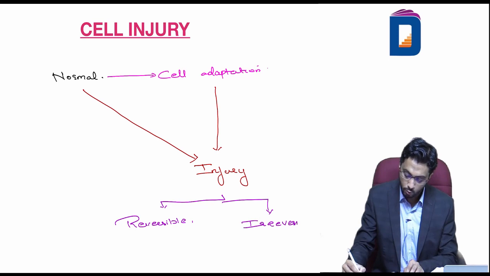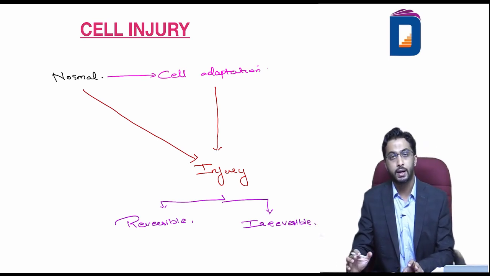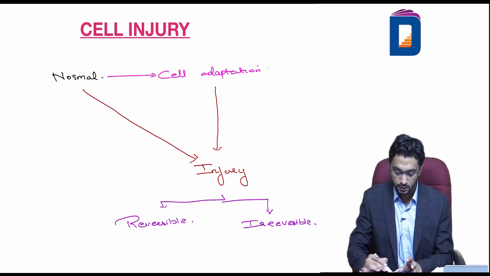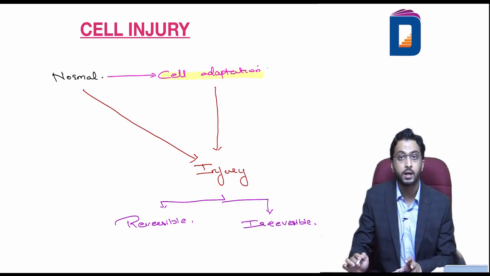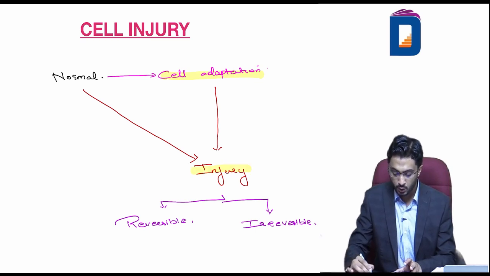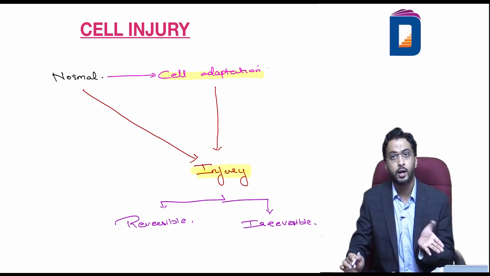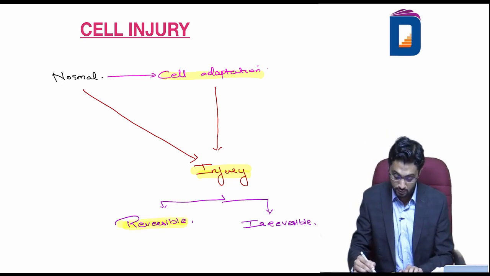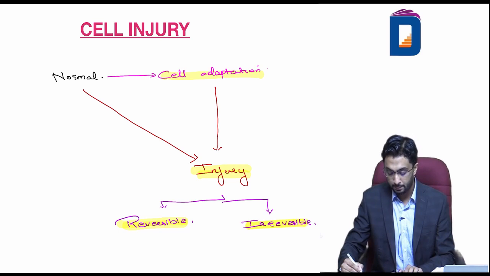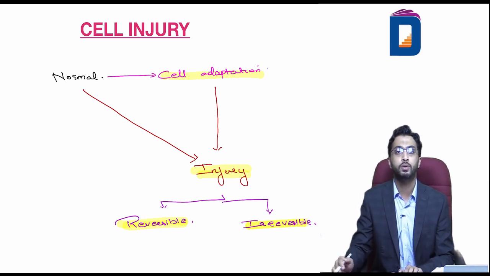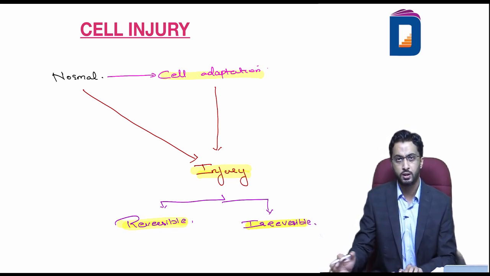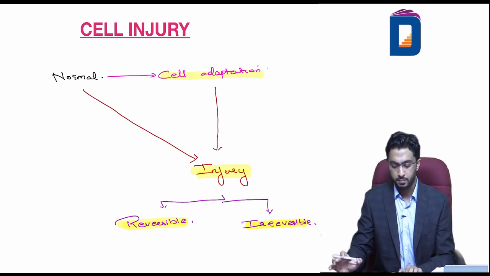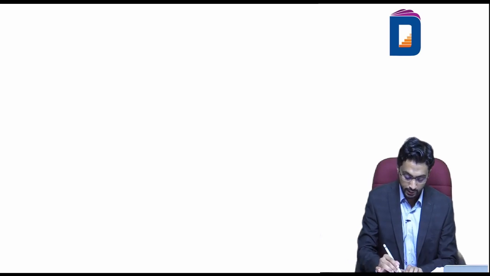So this is what we are going to study in this chapter. We will study what cellular adaptations are and the different types of cellular adaptations. Then we will study how cellular adaptations lead to cellular injury, what the mechanism is, what happens in reversible injury, what happens in irreversible injury, and the different types of irreversible injury. This is the basic thing we are going to cover in this chapter. So let us first start with cellular adaptations.